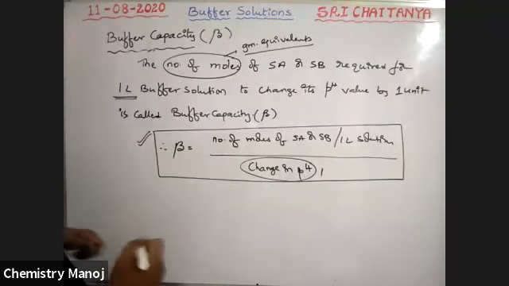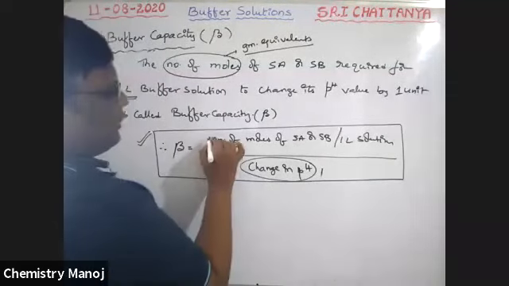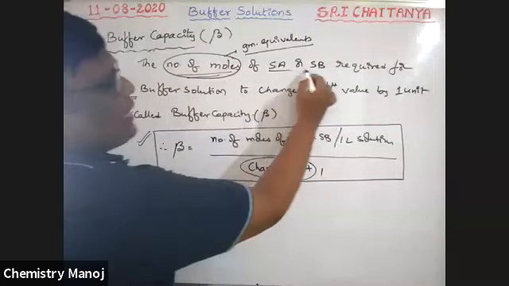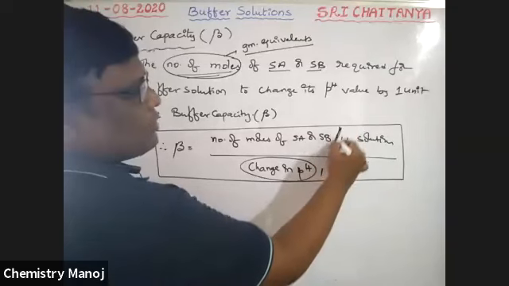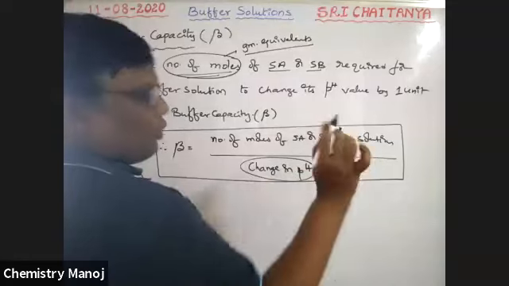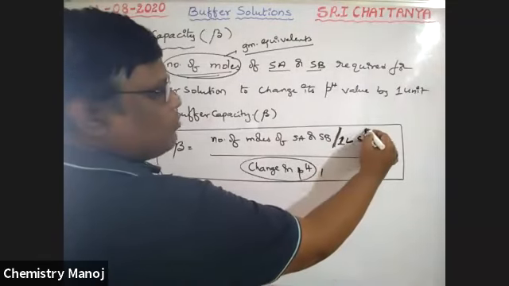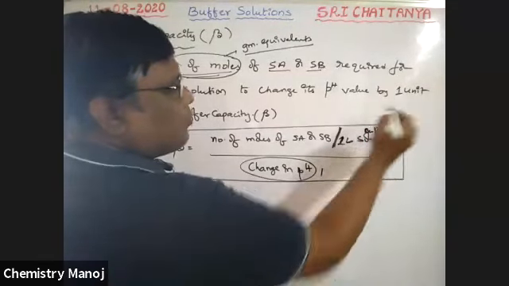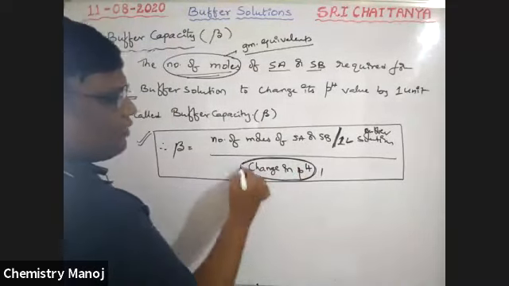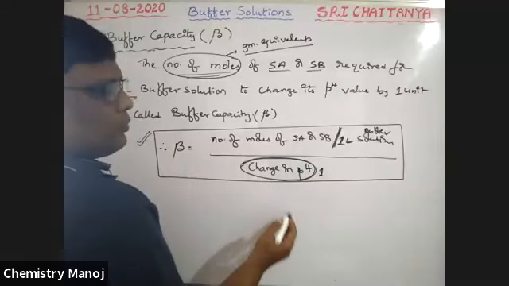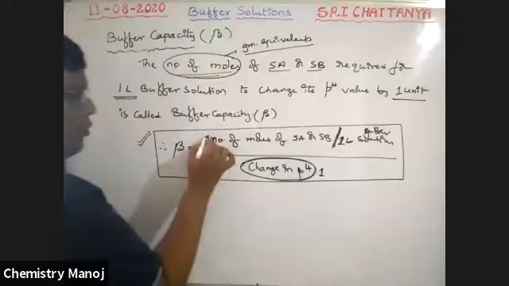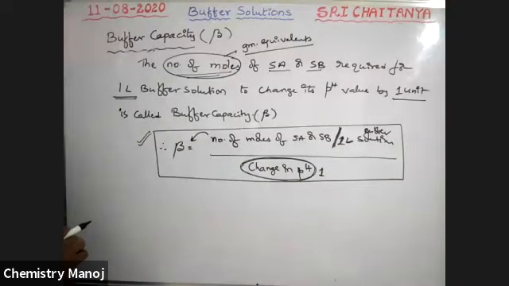So what is this, boys? See here. What is the meaning? Number of moles of strong acid or strong base per 1 liter solution. How much volume of solution is required? Only 1 liter of solution. What is that solution? Buffer solution, divided by the change in pH. If the change in pH in the denominator is equal to 1, that means by 1 unit, this number of moles is nothing but buffer capacity.